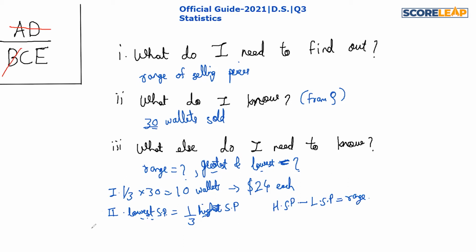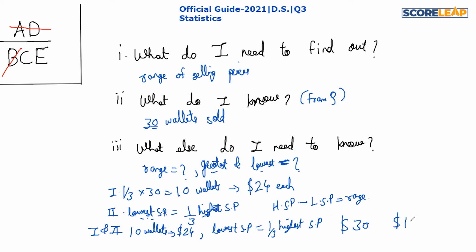Now our next step is to combine both the statements. So the combination of the statements says that 1/3 of the wallets are having a price of $24. So 10 wallets are having a price of $24, and the lowest selling price is equal to 1/3 of the highest selling price. So the combination of both of these statements also doesn't give us a range. Here we can take the highest selling price as $30 and the lowest one as $10. This could be done. So the range becomes $20.